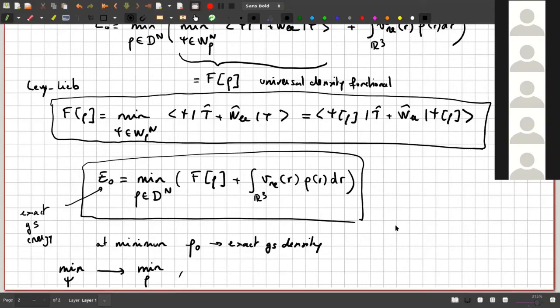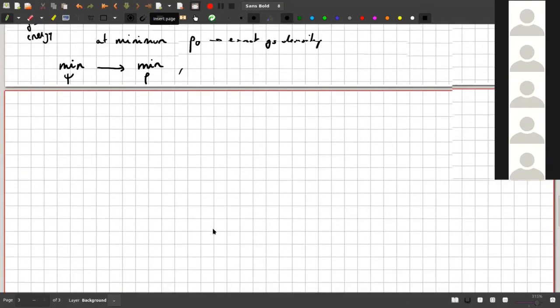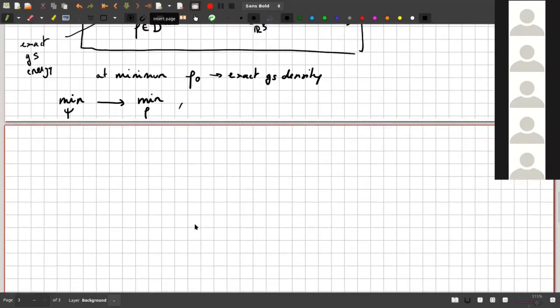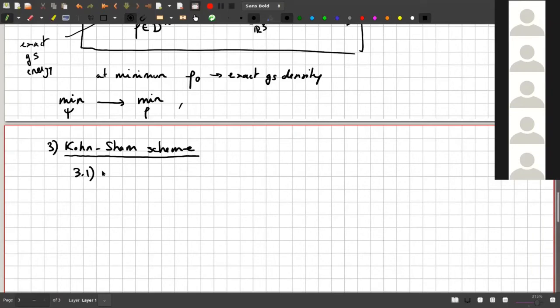In another page. Okay. So 3, Kohn-Sham scheme. Okay. And first, we are going to talk about the decomposition of the universal functional F of rho.